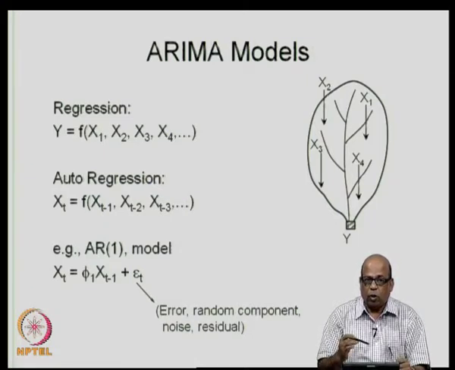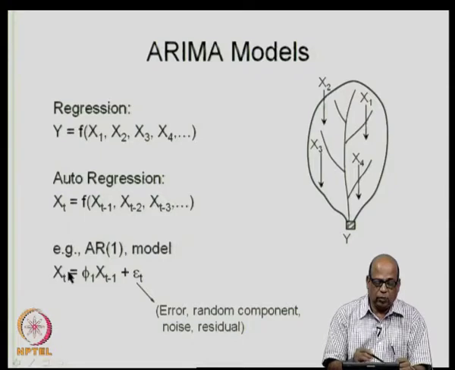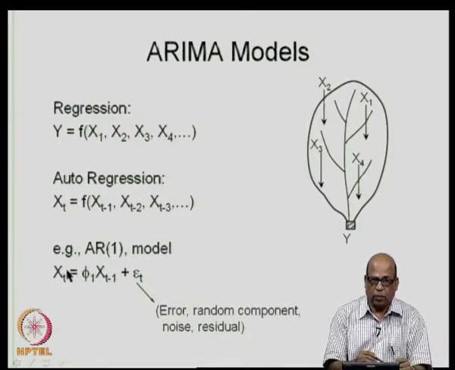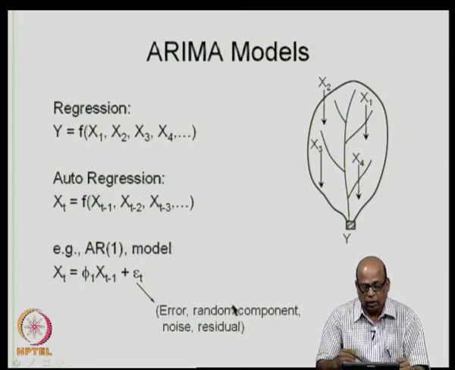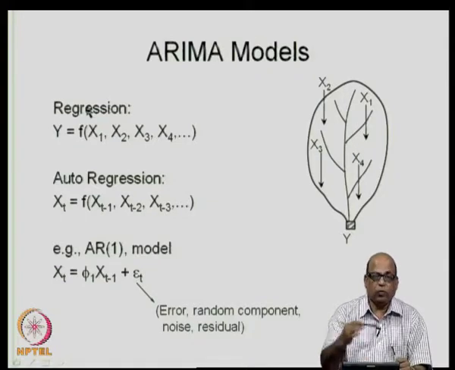Let us say you are talking about autoregression of first order. We may simply write x t is equal to some constant phi 1 into x t minus 1. If x t denotes the flow at time period t, you are regressing x t with x t minus 1, the flow during the previous time period, plus there is an error term or the random noise term here. This is the random component or noise or residual. So, you write x t is equal to phi 1 into x t minus 1 plus epsilon t, which is similar to what we did in regression.